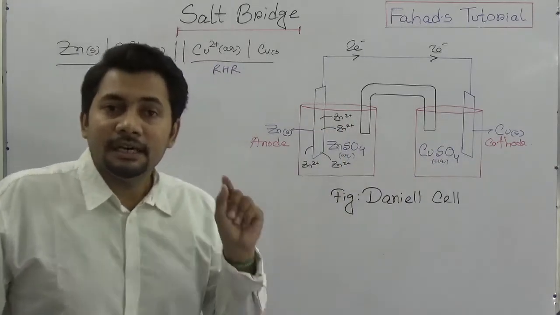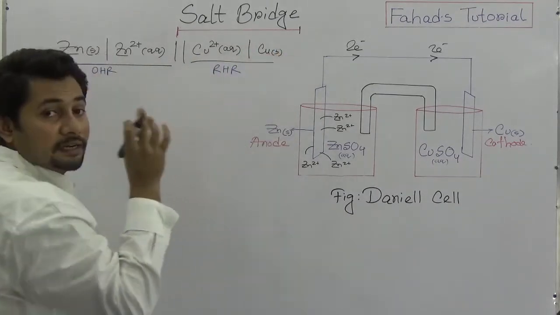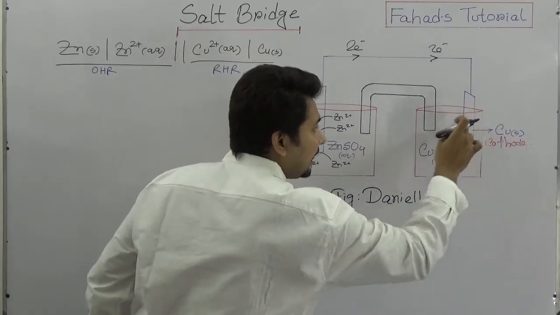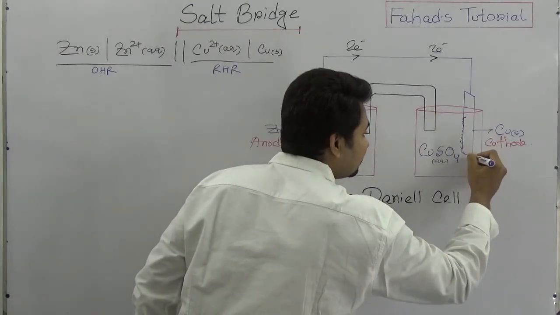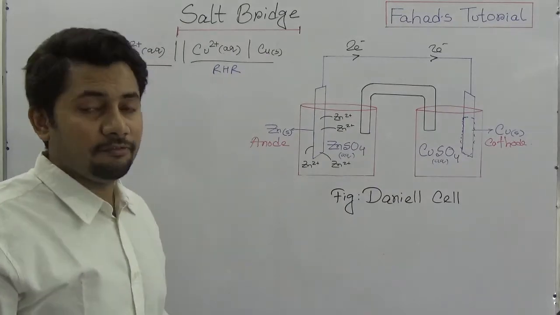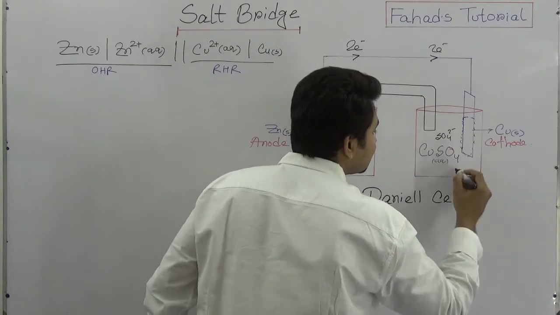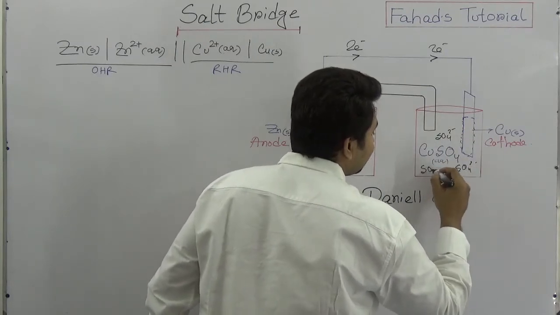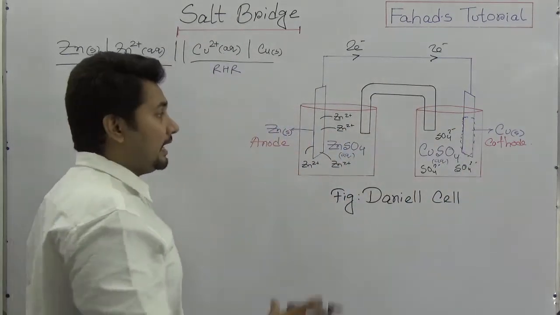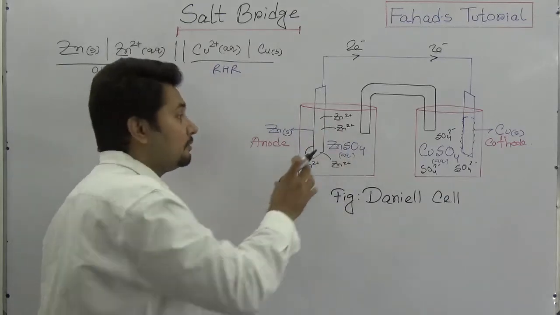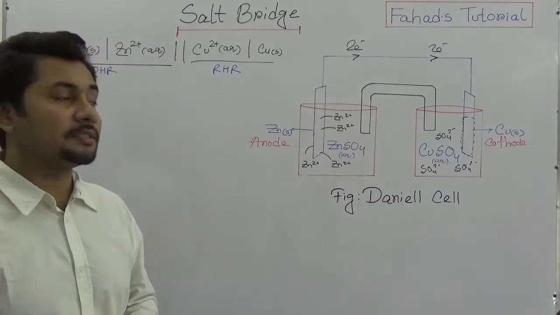On the other side, copper 2 plus is accepting that electron and becomes copper as a solid. So here copper atoms will be added, and then the sulfate ion will be more in these solutions. So there will be an abundance of sulfate ions in the copper sulfate solution, and an abundance of zinc 2 plus ions in this solution.